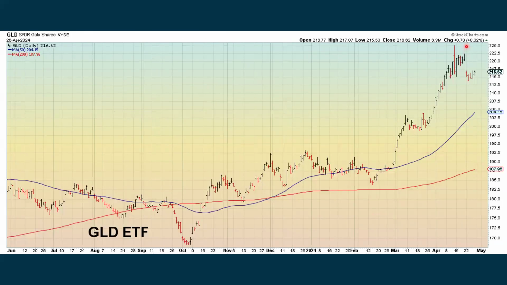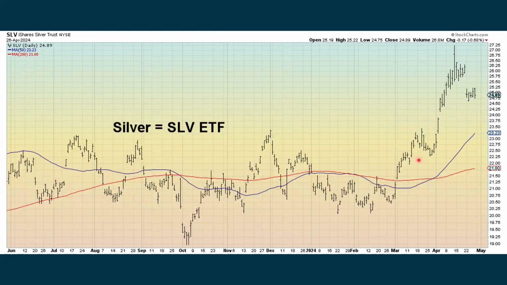Here's gold, which was really breaking out. It then was going sideways, and over the past few trading sessions has been going down, but longer term, it's still in an uptrend. And we're seeing that same thing with silver, where it was really breaking out, seeing a bit of a pullback, but still in an uptrend.